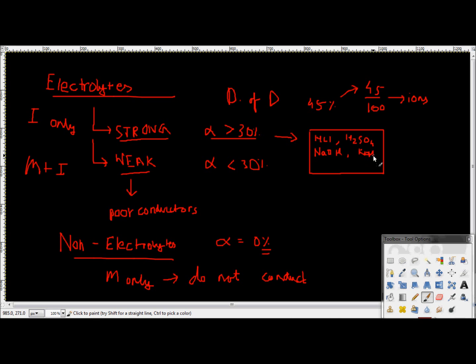Now for salts, there's sodium acetate. I think the better example for you right now would be potassium chloride. So that's all there is for strong. Now coming to weak.